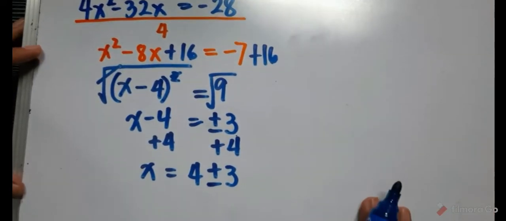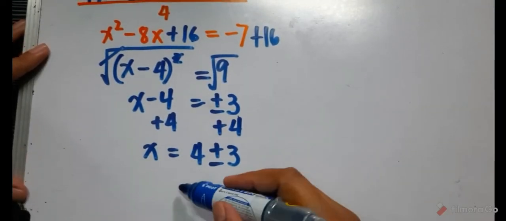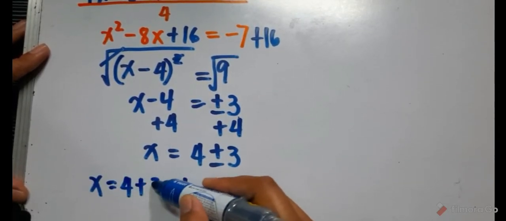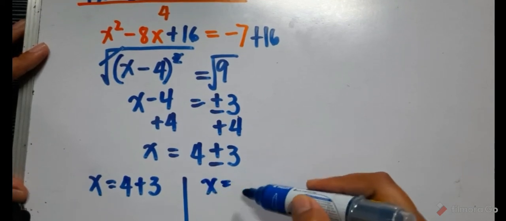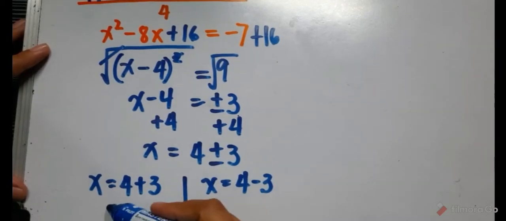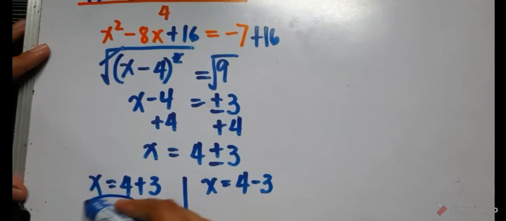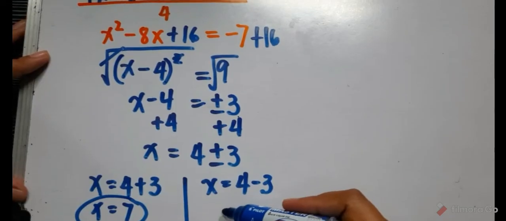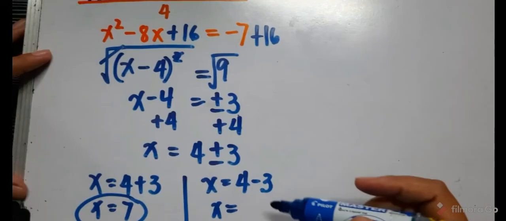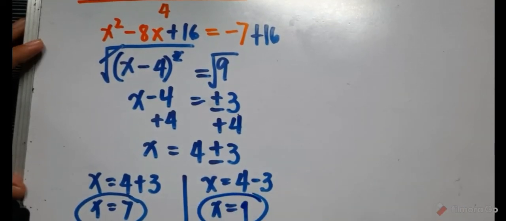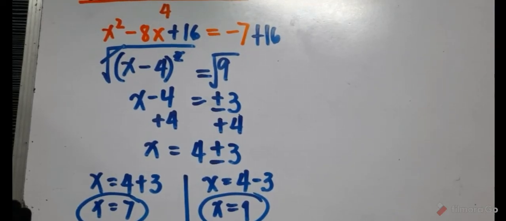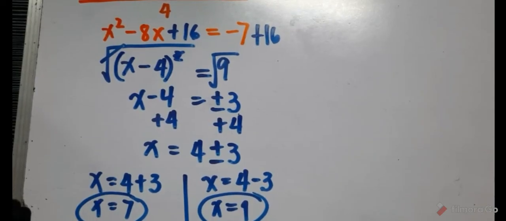So we need to have two solutions. That is x is equal to 4 plus 3 and x is equal to 4 minus 3. The sum of this is equal to 7. That's the first solution. And on the other hand, we have x is equal to 4 minus 3, which is 1. So that's it for solving quadratic equation by completing the square.